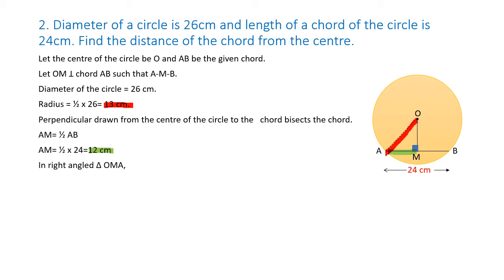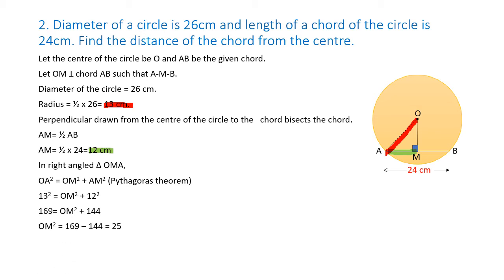If I want to find out the length of OM, what will I do? I'll apply the Pythagoras theorem and I'll say OA square is equal to OM square plus AM square. So we'll substitute the values. OA is 13, so 13 square. OM we don't know, we have to find out. And AM is 12, half of 24. So 13 square, which is 169, is equal to OM square plus 144. So OM square is equal to 169 minus 144, because when this 144 goes to the other side, it becomes minus 144, which gives 25. So OM square is 25.